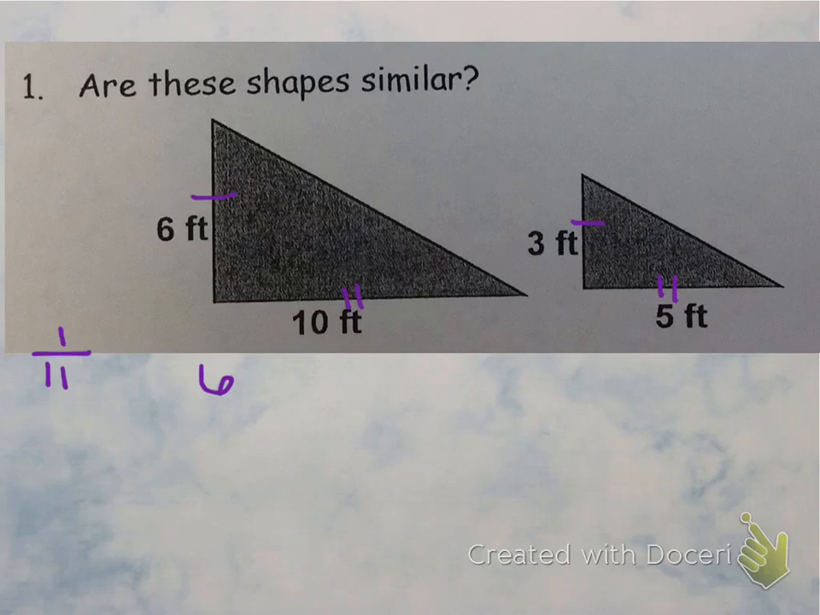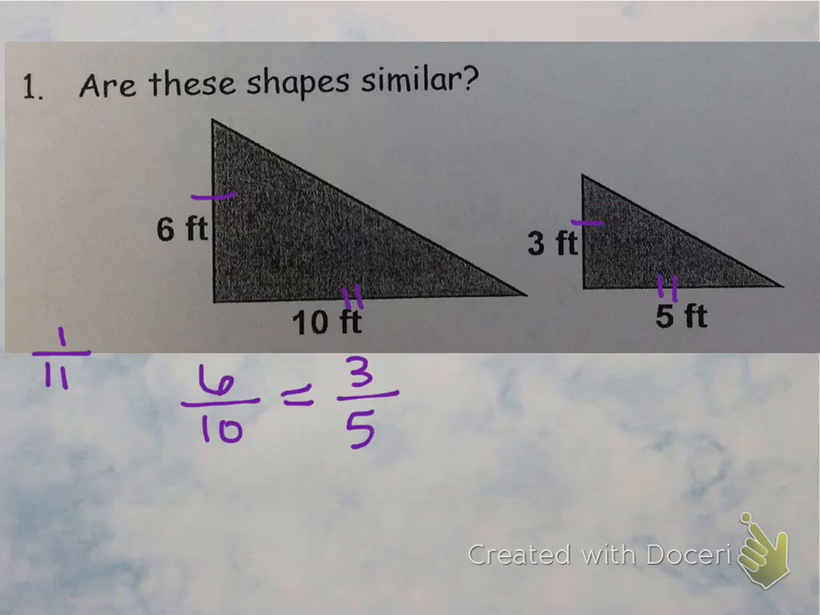I'm going to say 6/10, first hash mark over the second hash mark, is equal, and yes, we will be setting up proportions every single time, the first hash mark of the small one to the second hash mark of the small one. So then I see if they're similar. If they're similar, it means that the ratios are going to be equivalent to each other. Can I get one ratio to the other?